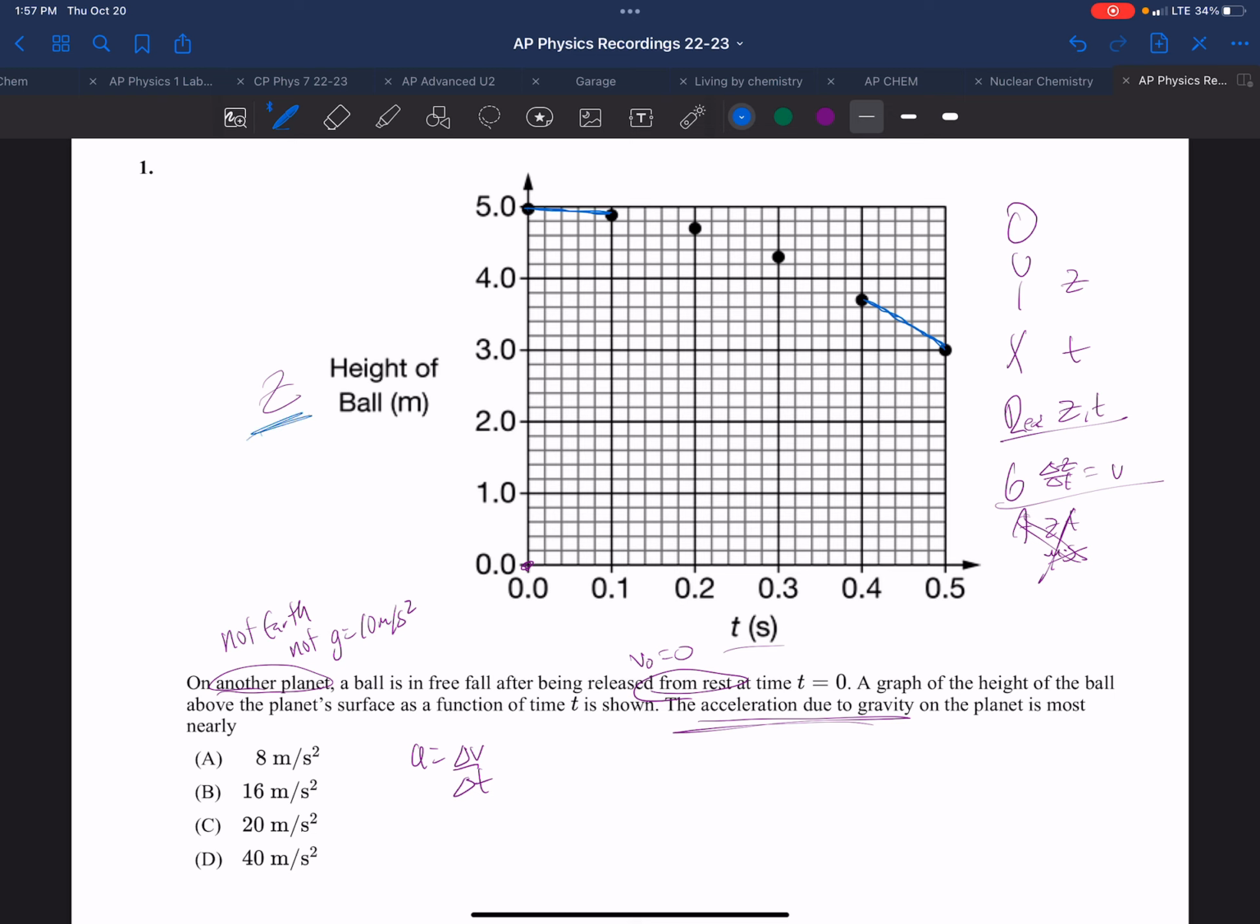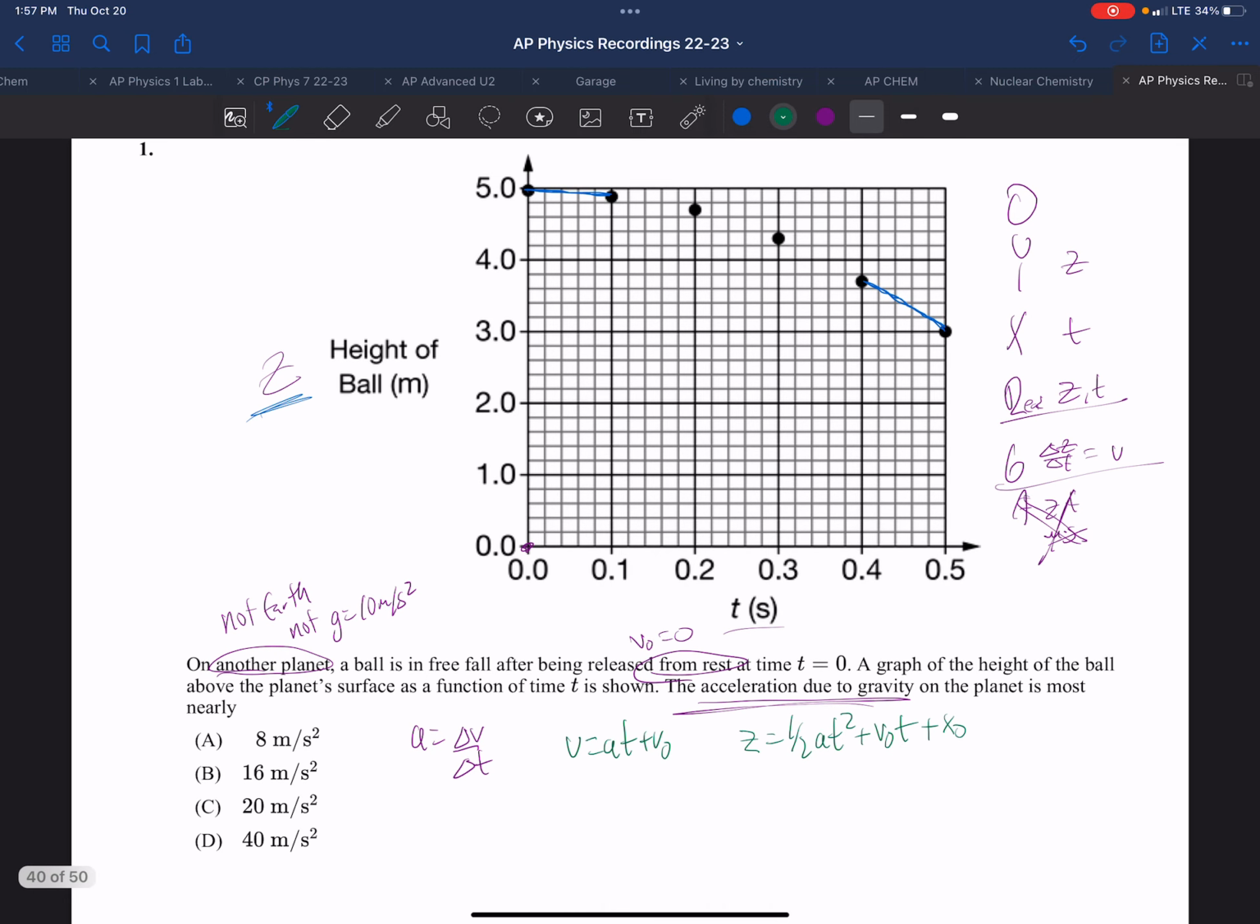let's move on to a different relation that we have with position and acceleration. We look at our relationships. We've got v equals at plus v zero. Again, there's no position. And if we go to our relationship between position and acceleration, well, we have this equation. We know that if we pick this last point here, for example, and use it in this equation, we'd have an instantaneous position of 3.